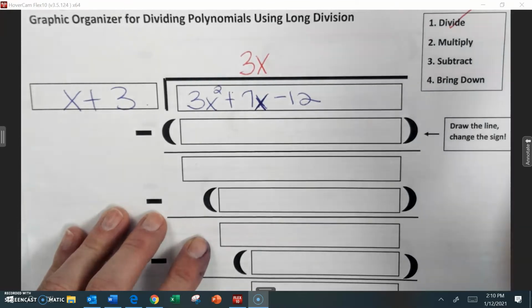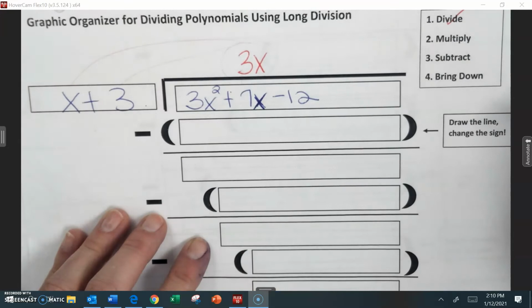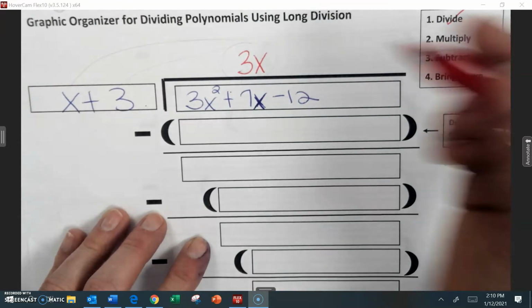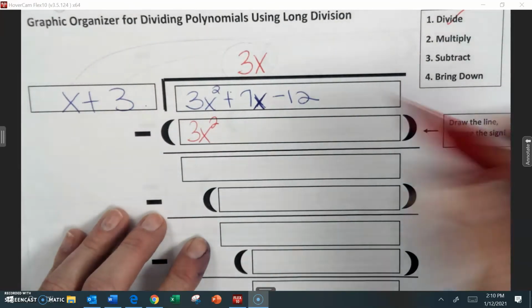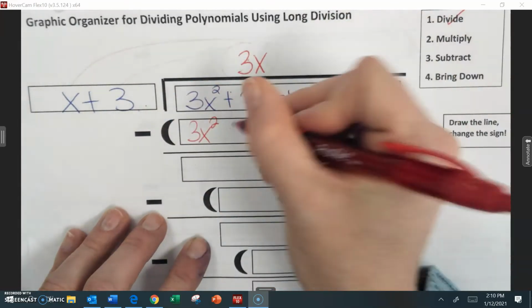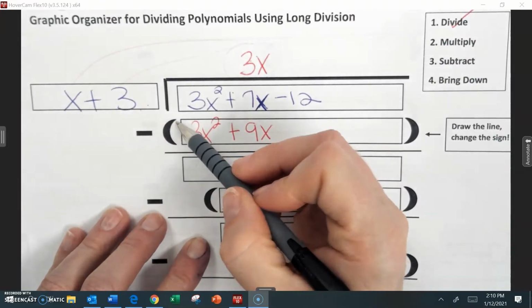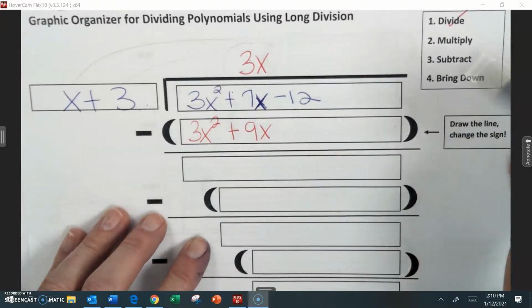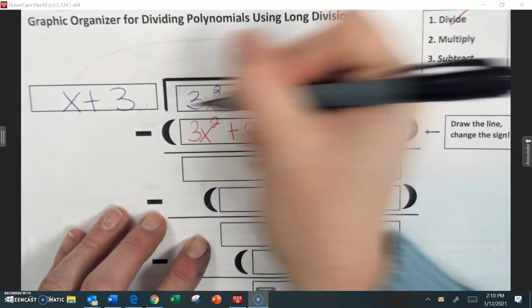Now we multiply. What do we multiply? We multiply this by the divisor. So you're going to distribute. So 3x times x is 3x squared. Oh yeah, we want them to be the same. And then 3x times 3 is 9x. Now, if you're wondering what the heck these things are, parentheses. So I'm just going to bring this one in and exaggerate here.